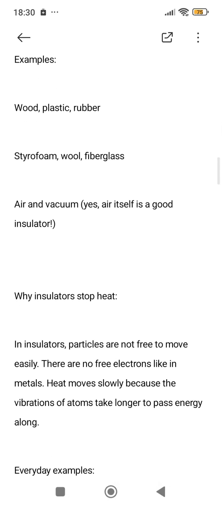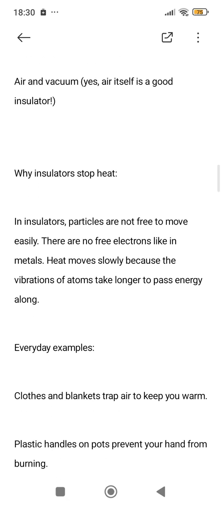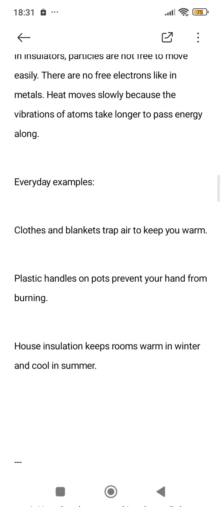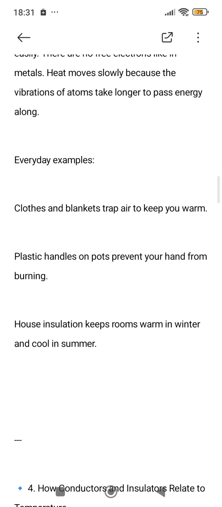Examples: wood, plastic, rubber, styrofoam, wool, fiberglass, air and vacuum. Yes, air itself is a good insulator. Why do insulators stop heat? In insulators, the particles are not free to move easily. There are no free electrons like in metals. Heat moves slowly because the vibrations of atoms take longer to pass the energy along.